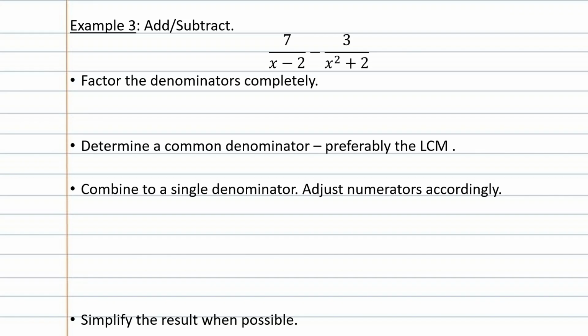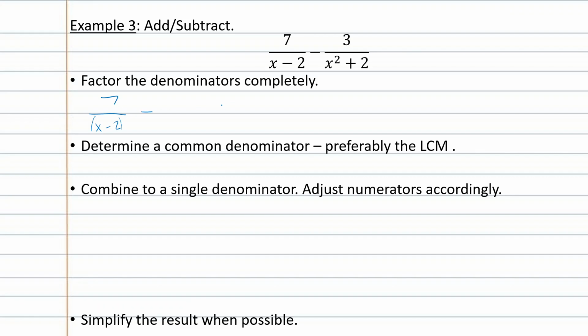It says 7 over x minus 2 minus 3 over x squared plus 2. We want to factor the denominators completely to start with. Now, if we look at the first one, it has a very simple denominator. It's just x minus 2. There's nothing I can really factor there. That is itself factored as far as it can go.